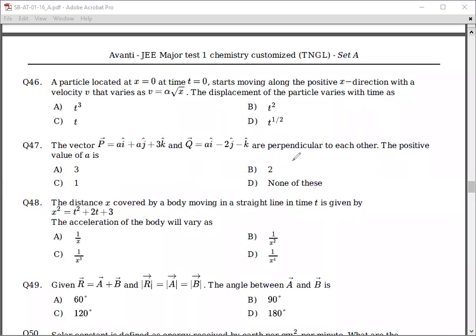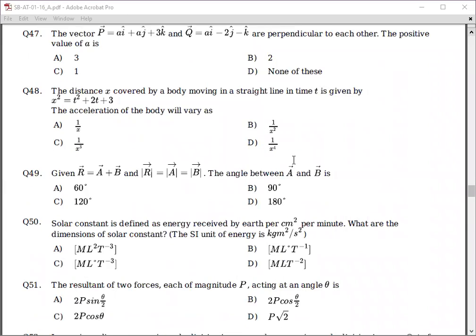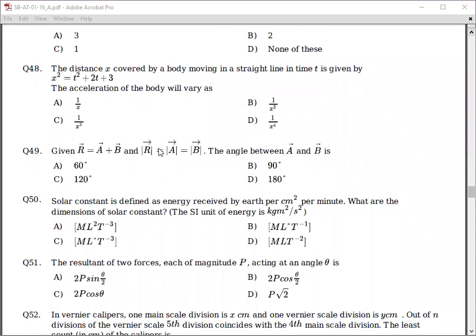Now 49. Now don't you think that 49 is super easy? Tell me, don't you think that 49 is super easy? We already know that if F1 is equal to F, F2 is equal to F, and F1 plus F2 is also equal to F, then the angle is 120 degrees. Yes or no? I have done such questions in class, right?